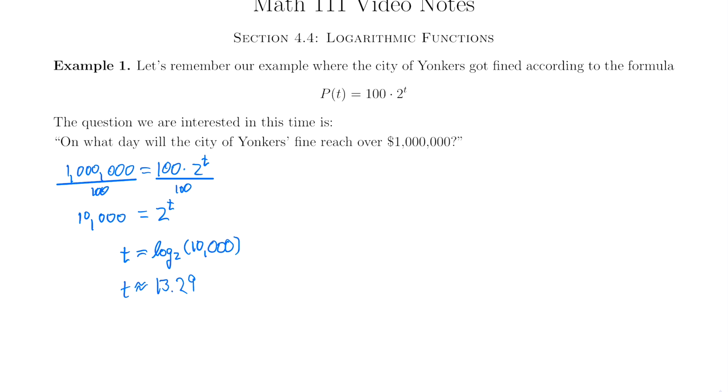And so we can say from here that the city of Yonkers will reach a fine over $1 million after 13 days. That means it will be on the 14th day.